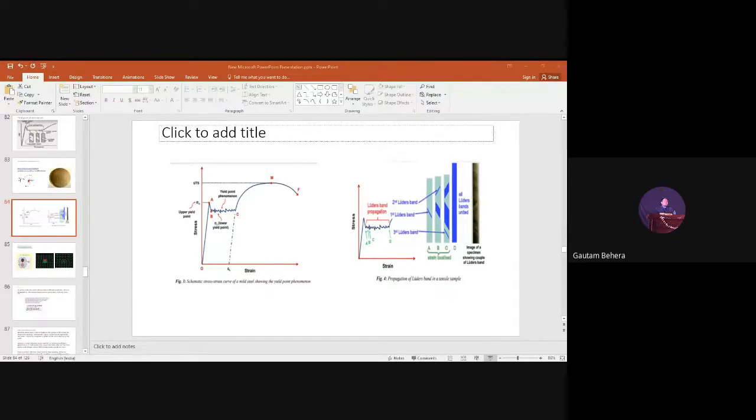So many times people will ask you to draw a stress versus strain curve for a mild steel or low carbon steel. So this is the image. And you have to explain how the upper yield point is seen, how the lower yield point is seen, how these serrations are seen, and what is the cause of these Luder bands. That means in the initial part, from this point to this point, non-uniform deformation is happening.